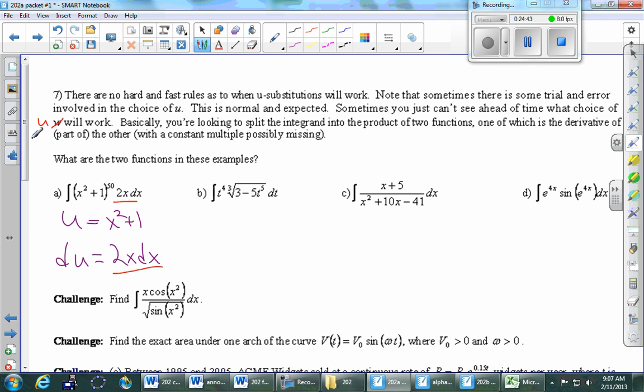We haven't seen part B before. T to the 4th times the cube root of 3 minus 5t to the 5th. Again, we let u equal something on the inside. What's on the inside here? 3 minus 5t to the 5th. You don't include the cube root, just the stuff inside. All to the 1/3. Yeah, so it's the same as the power idea. What's the derivative of that thing? 25t to the 4.